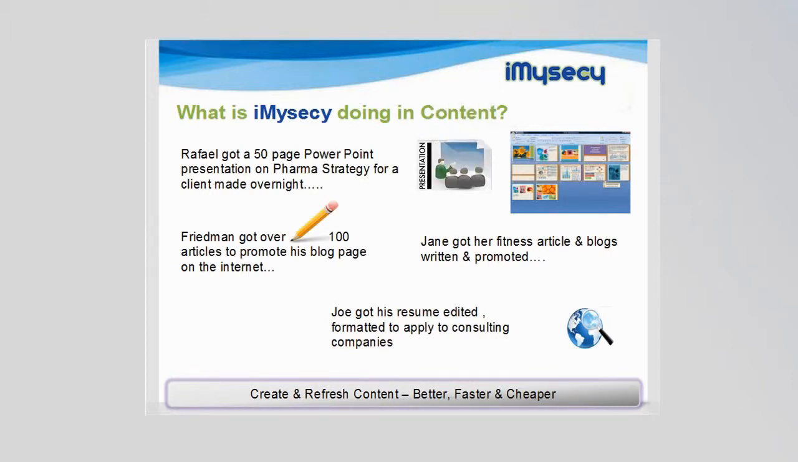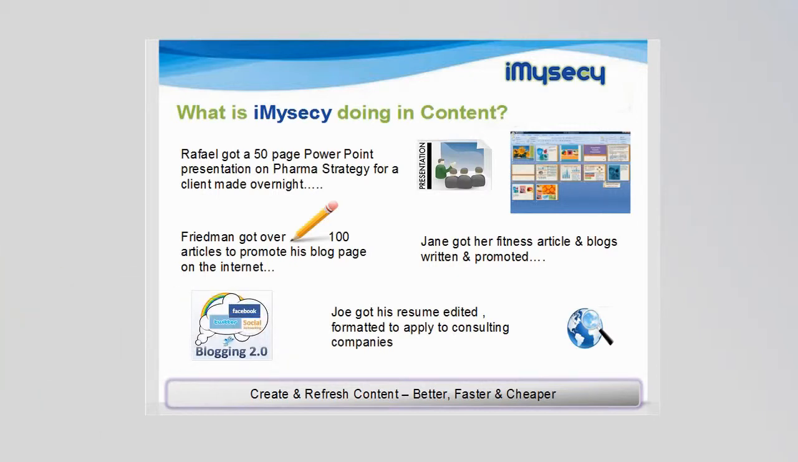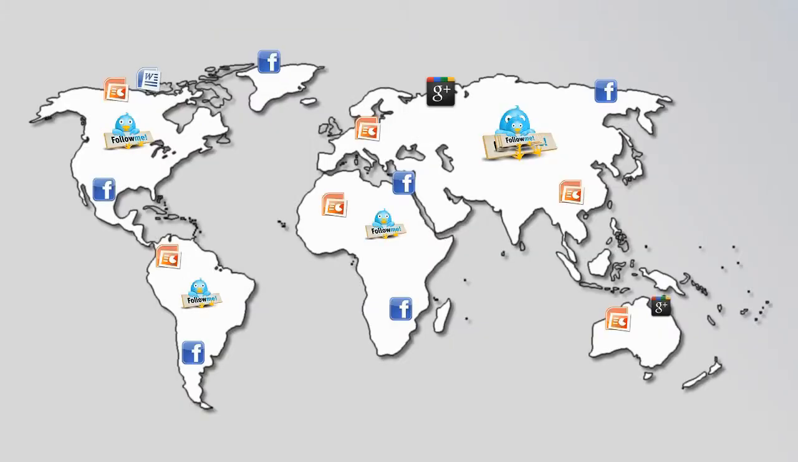Raphael got a 50-page PowerPoint presentation on pharma strategy made overnight. Friedman got over 100 articles to promote his blog page on the internet. Create and refresh content better, faster, and cheaper. Anytime, anywhere, and almost anything.